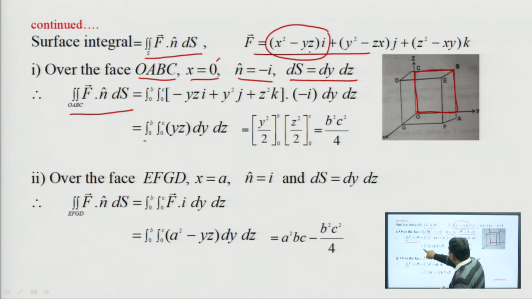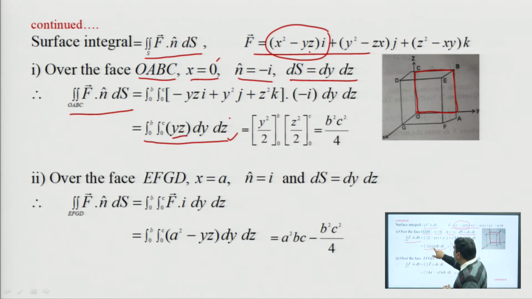So, here we get the value only yz dy dz, and for this face y varies from 0 to b and z varies from 0 to c. Now, remember one more concept of evaluation of a double integral: if the limits of integration are constants and the functions are independent of each other, then the double integral becomes a multiplication of two integrals.